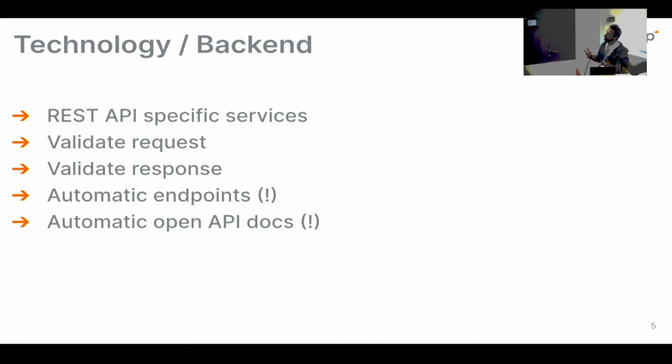And you can also have automatic endpoints. This is one of the new pieces. And automatic open API docs. It means that based on the configuration of your application, the services are documented using a Swagger interface automatically.